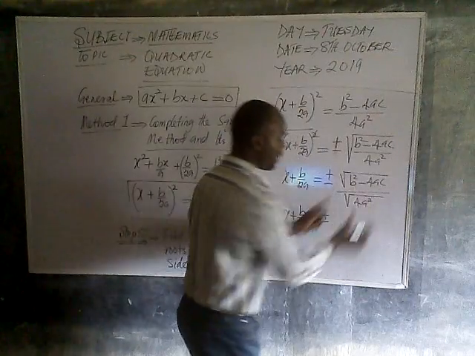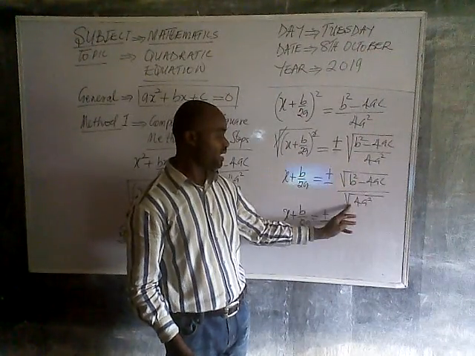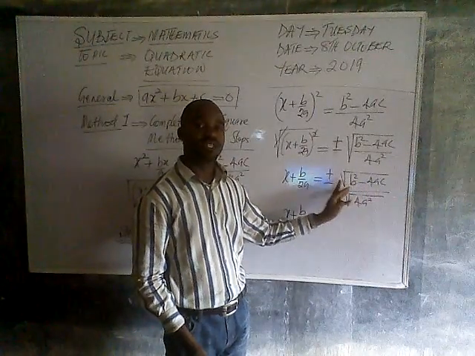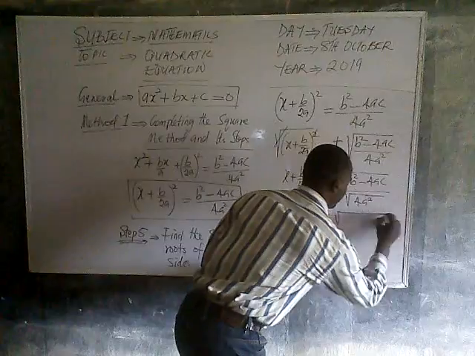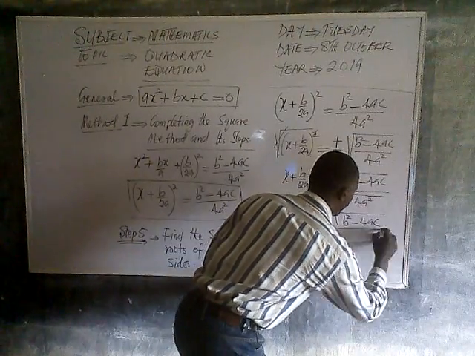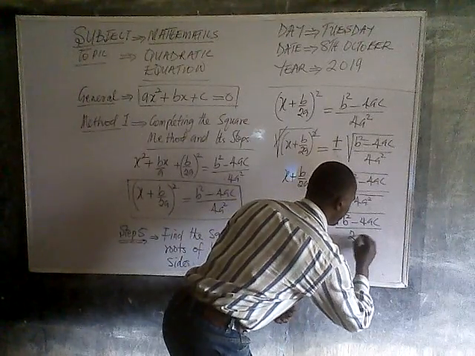Very simple. This is a complex number. Having split this, we have this now. But this term is a complex number, we can't go into finding this, so we just put it that way. b squared minus 4ac all over, the square root of 4 is 2, and the square root of a squared is just a.